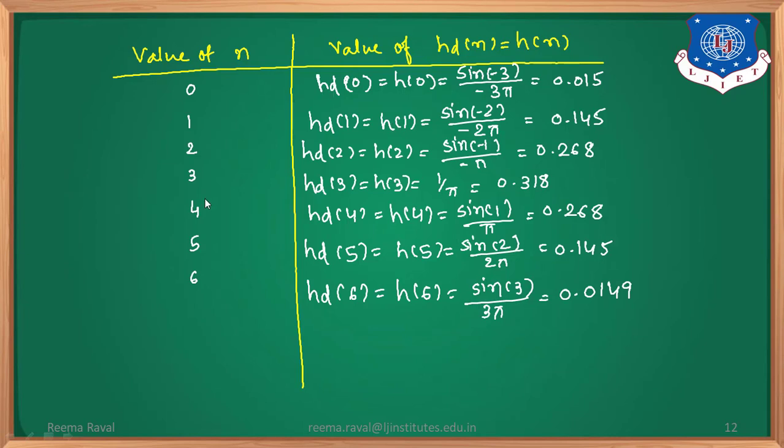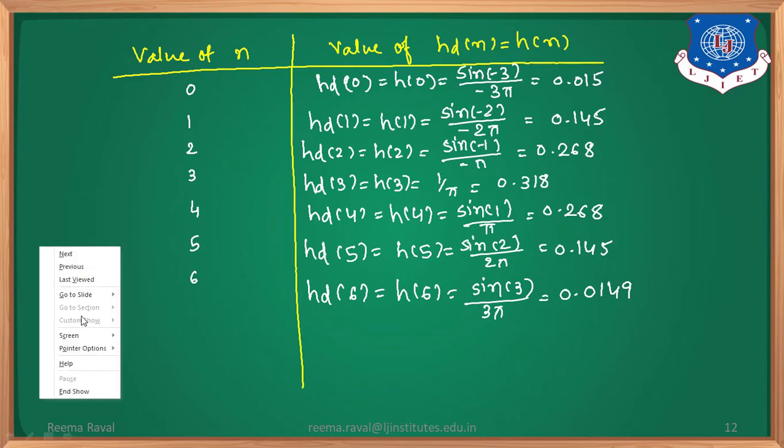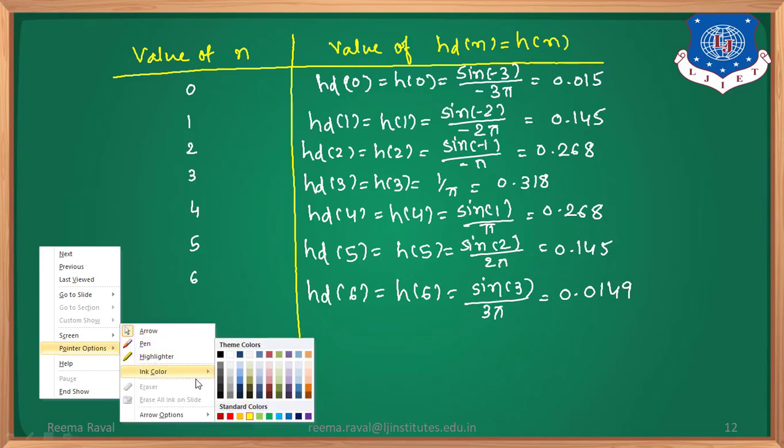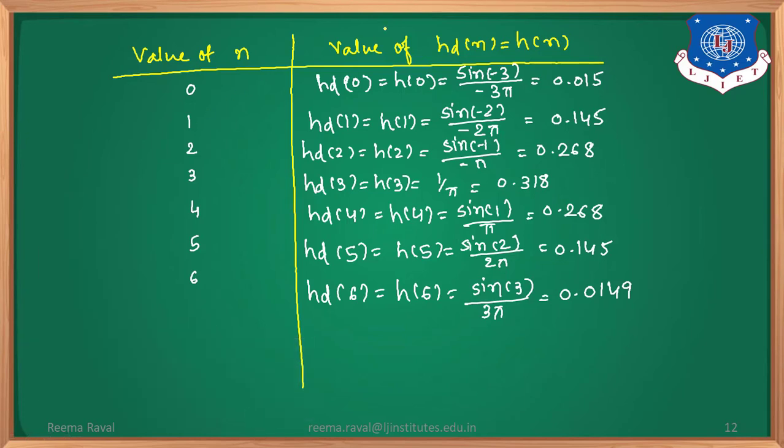Now we know that we have used the rectangular window function, so the multiplication will be 1 only. So we can directly write that hd of n equals h of n. When n equals 0, we'll have hd of 0, same as h of 0, which is sine(minus 3) by 3 pi, whose value will be 0.015. Same way, by taking n equals 1, we'll obtain h of 1, whose function is sine(minus 2) divided by minus 2 pi, that is equal to 0.145.